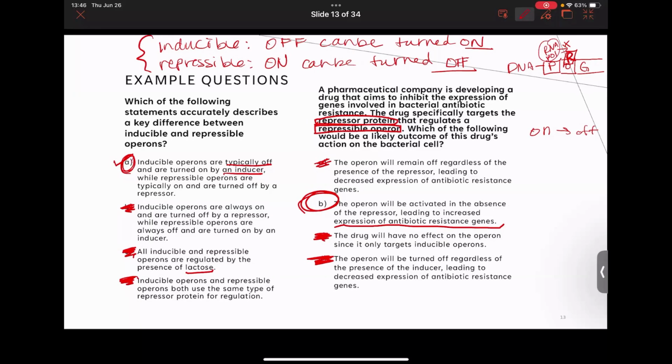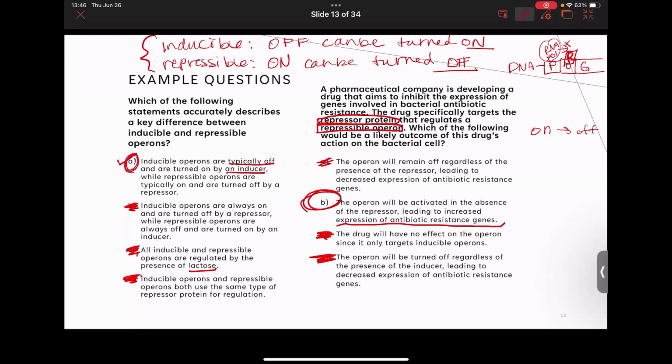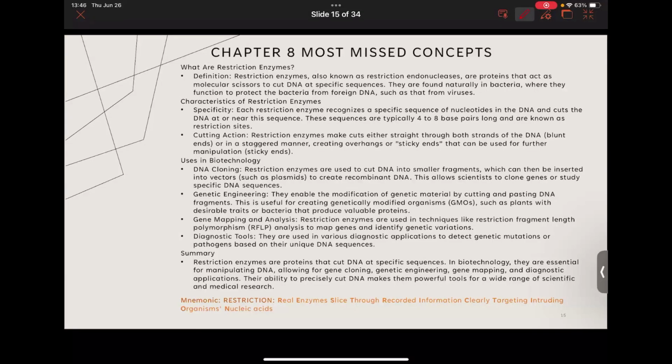Okay, I'm trying to go to the next. You know, sometimes it goes to the next screen so easy. There it goes. All right.